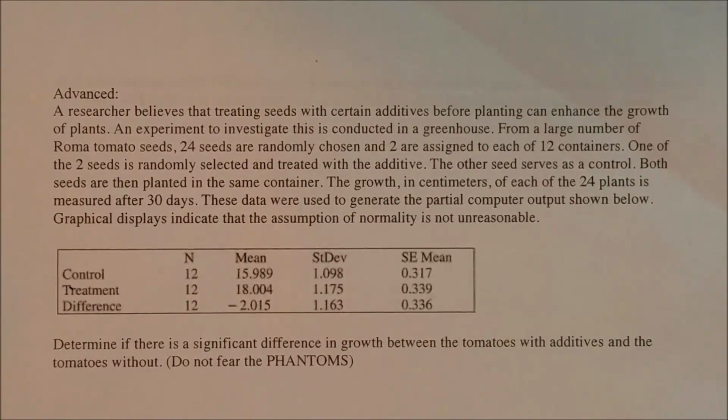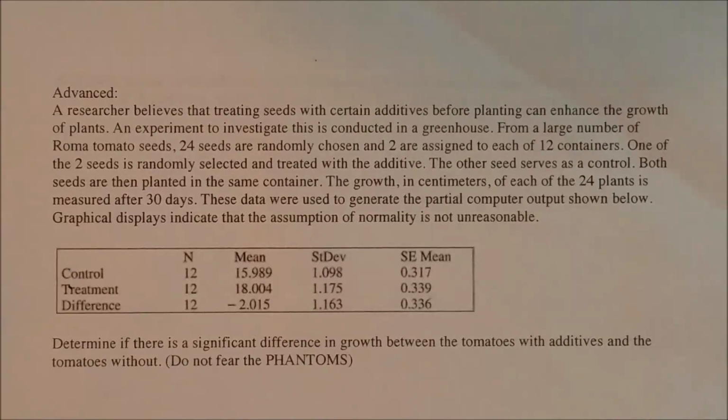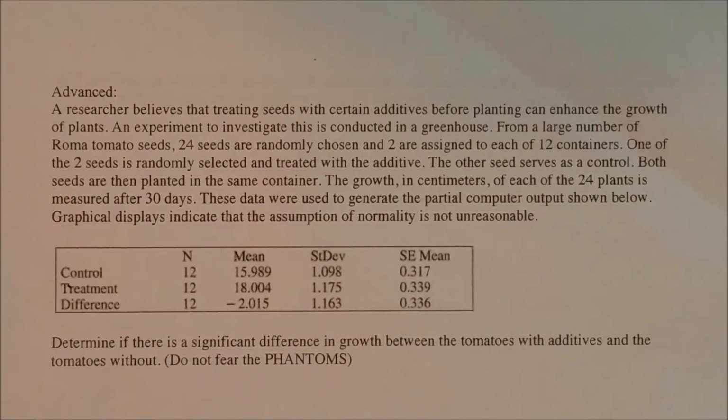The other seed serves as a control. Both seeds are then placed in the same container. The growth in centimeters of each of the 24 plants is measured after 30 days. This data was used to generate the partial computer output shown below. Graphical displays indicate that the assumption of normality is not unreasonable. Determine if there is a significant difference in growth between the tomatoes with additives and the tomatoes without.